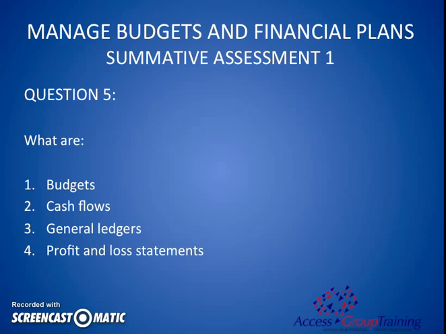Question 5 of Summative Assessment 1. What are budgets, cash flows, general ledgers, profit and loss statements? After working through your e-learning guide, you should be clear on what each of these items are. You have already covered these in some of your answers to questions in the formative assessment. These are Activity 1, questions 5 and 6, Activity 3, questions 1 and 2, and Activity 4, question 2.